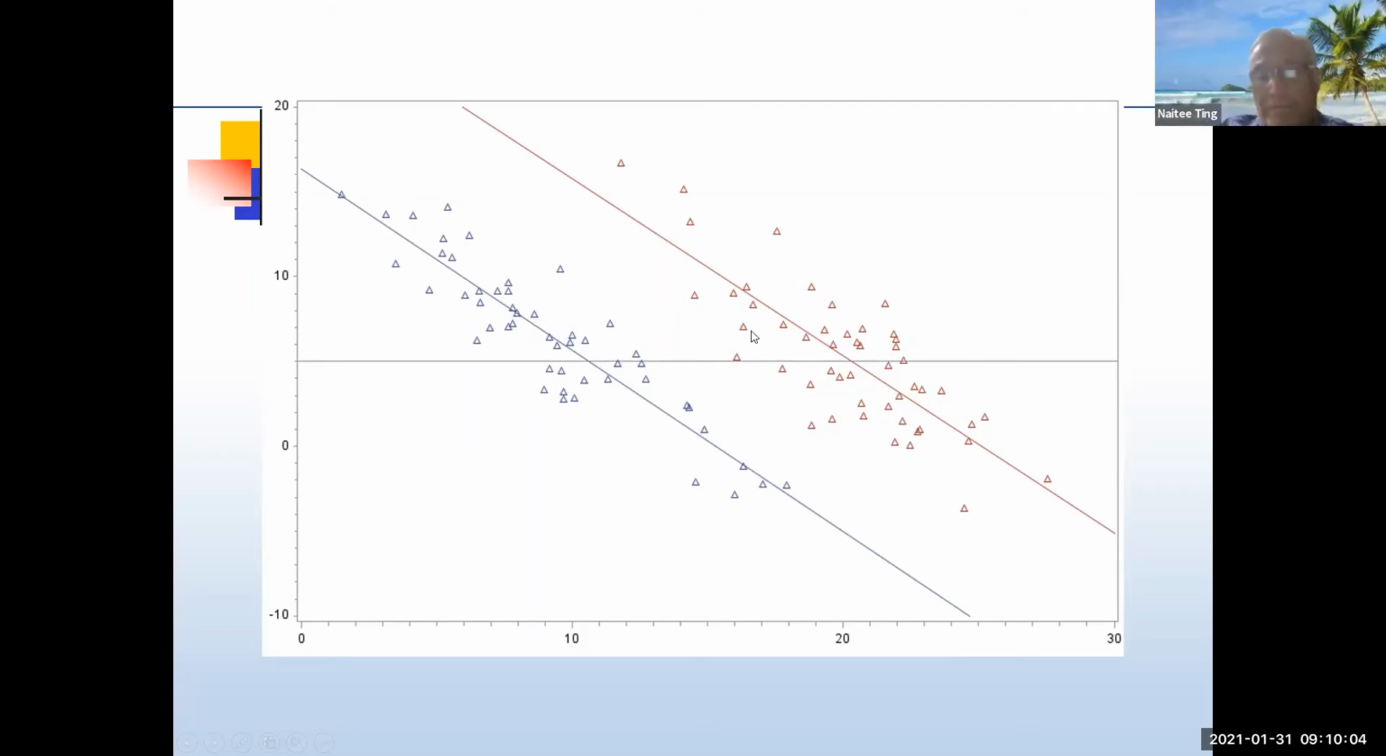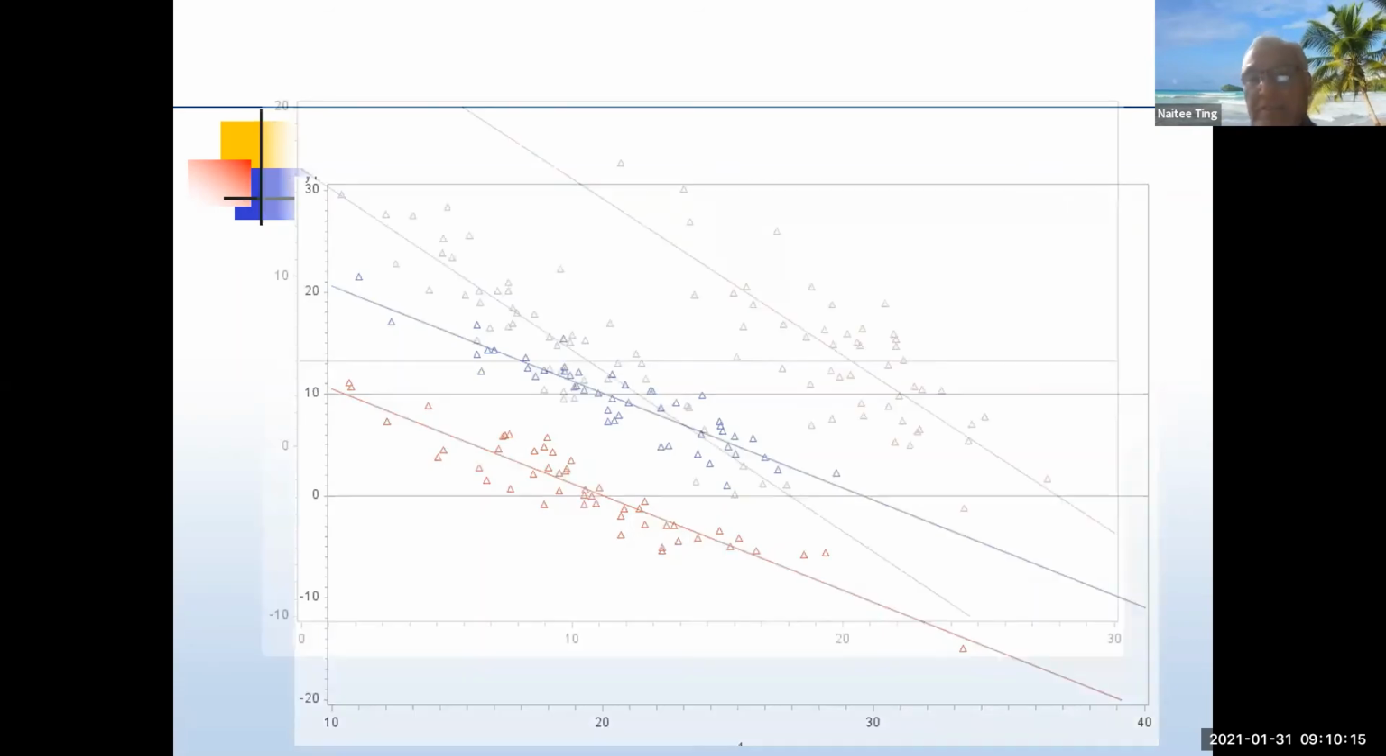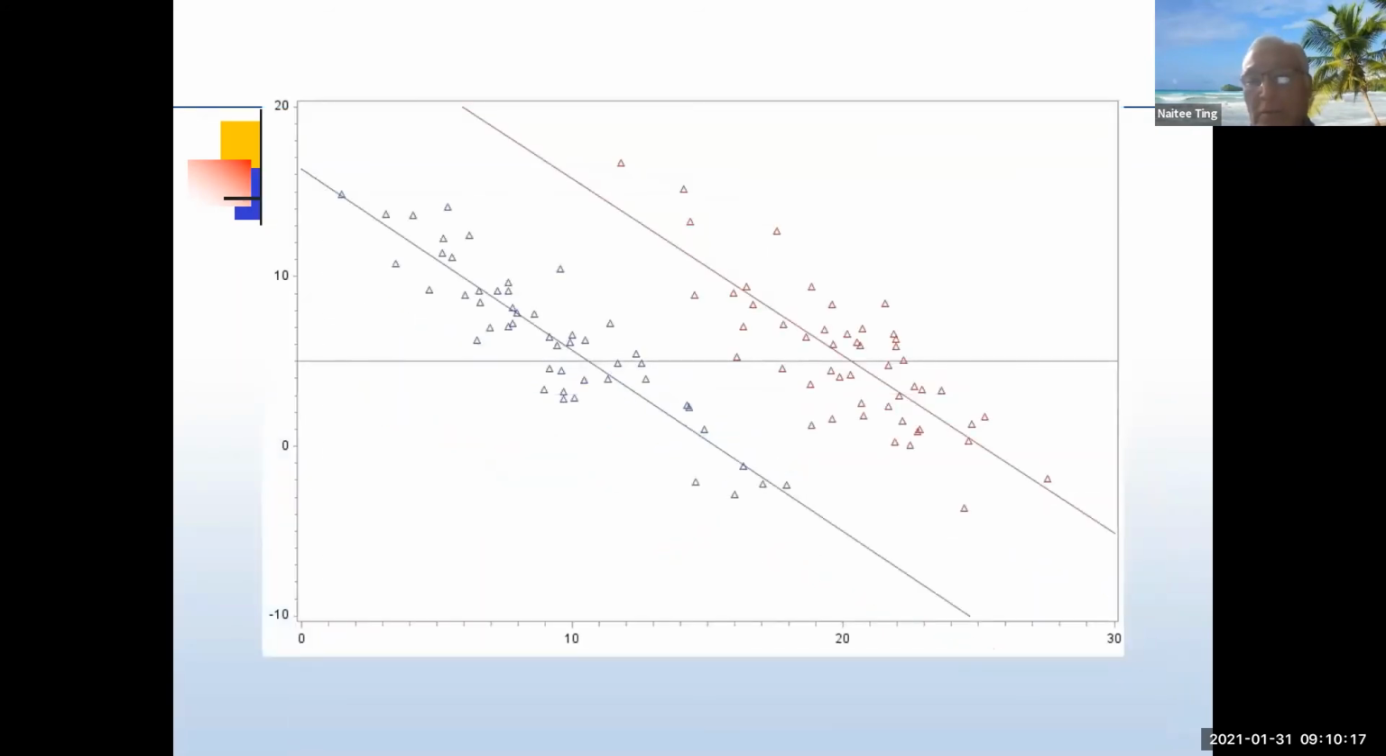So what's going on? Let's look at this data set. In the earlier data set, including baseline in the model or not including the baseline in the model made no difference. But in this case, including baseline in the model makes a difference. Not including baseline in the model, you don't see any treatment benefit. What happened?